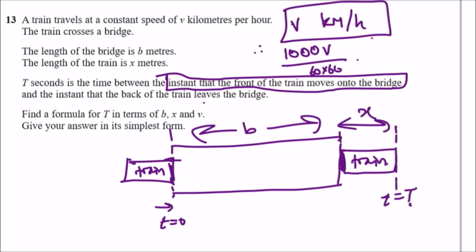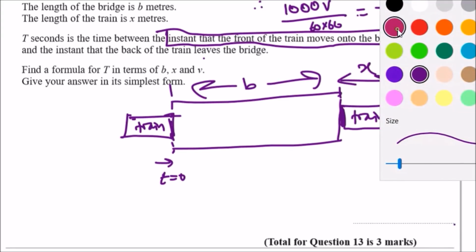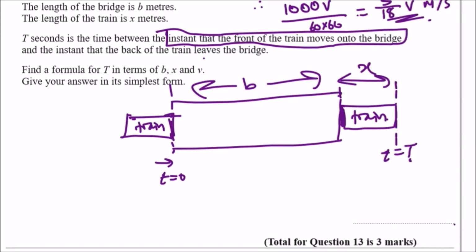And just to simplify this, because I noticed that the final answer wants us to find a formula for T in terms of B, X, and V, and in the simplest form, smash 1,000 over 60 times 60 in your calculator and see what we get. When I do that, 1,000 over 60 squared, I get 5 over 18 V. And this is now meters per second. So perfect. Let's go ahead and finish this off now. We have all the components.